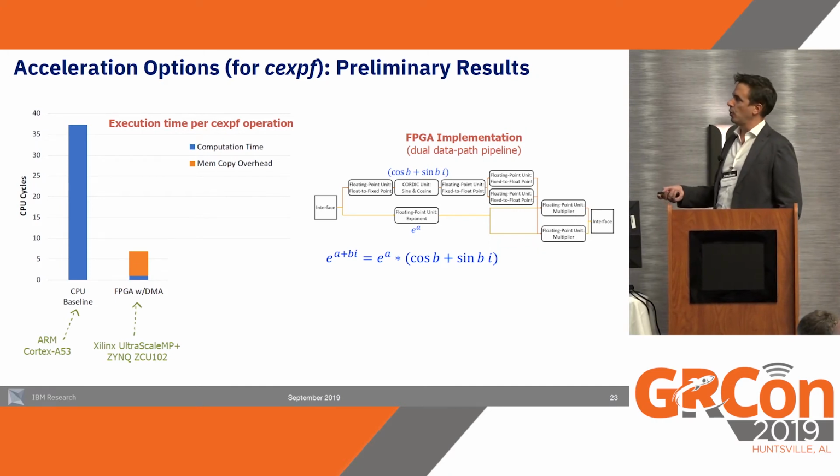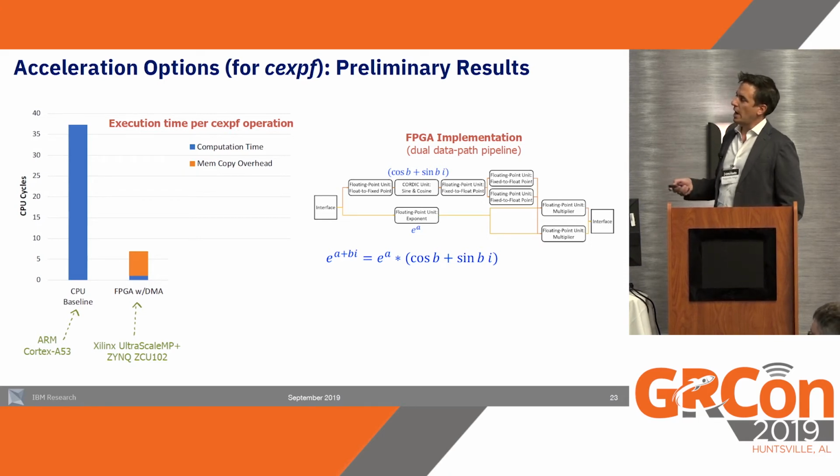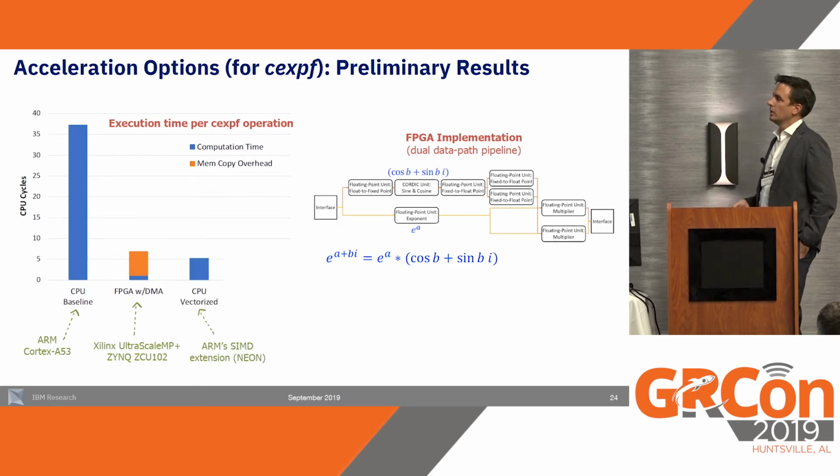This is the formula to compute the complex exponent. What we created was a dual data path pipeline where one branch computes the exponent and the other branch computes the cosine and the sine, and we multiply them together at the end to generate the final complex exponent result. With this relatively straightforward implementation, we managed to reduce the computation time from 37 to around 6 or 7 cycles per invocation, although most of the time here is basically memory copy overhead, which is not nice.